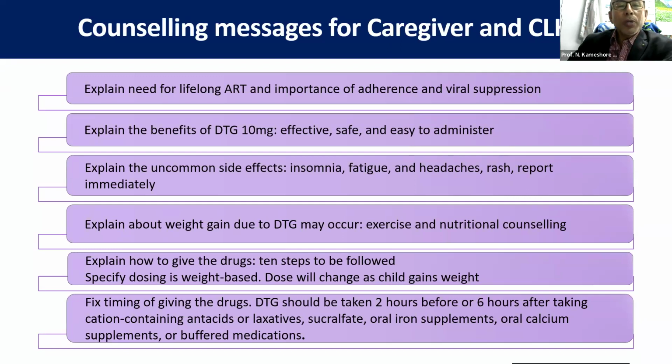Explain how to give the drug. We have already mentioned the 10 steps which are to be followed. And we have to specify dosing, which is weight-based, and that has to be adjusted as the child gains weight. This is very important. We have to advise regarding fixing the time of giving the drugs. DTG should be taken 2 hours before and 6 hours after taking cation-containing antacids and laxatives, and also sucralfate, oral iron supplements, and oral calcium, etc.